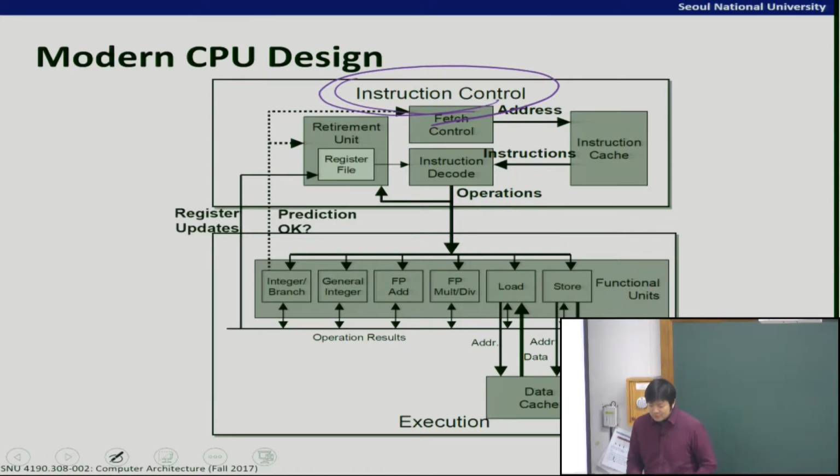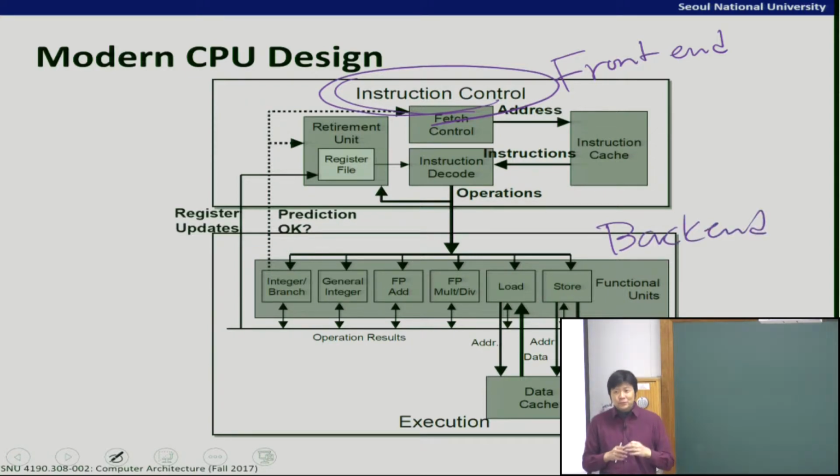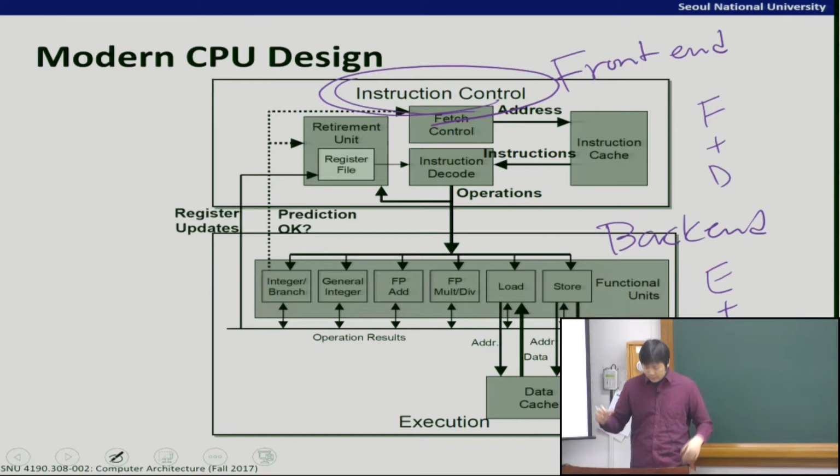Okay, so this part is the front end of the processor, and this is the back end of the processor. The front end is responsible for determining the next PC, where to fetch the instruction, and then fetching those instructions. The back end part is really executing these instructions. The front end is more like the fetch stage plus decode stage, and the back end is more about execute plus memory stage plus write back, roughly speaking. So we divide the CPU into these two parts.